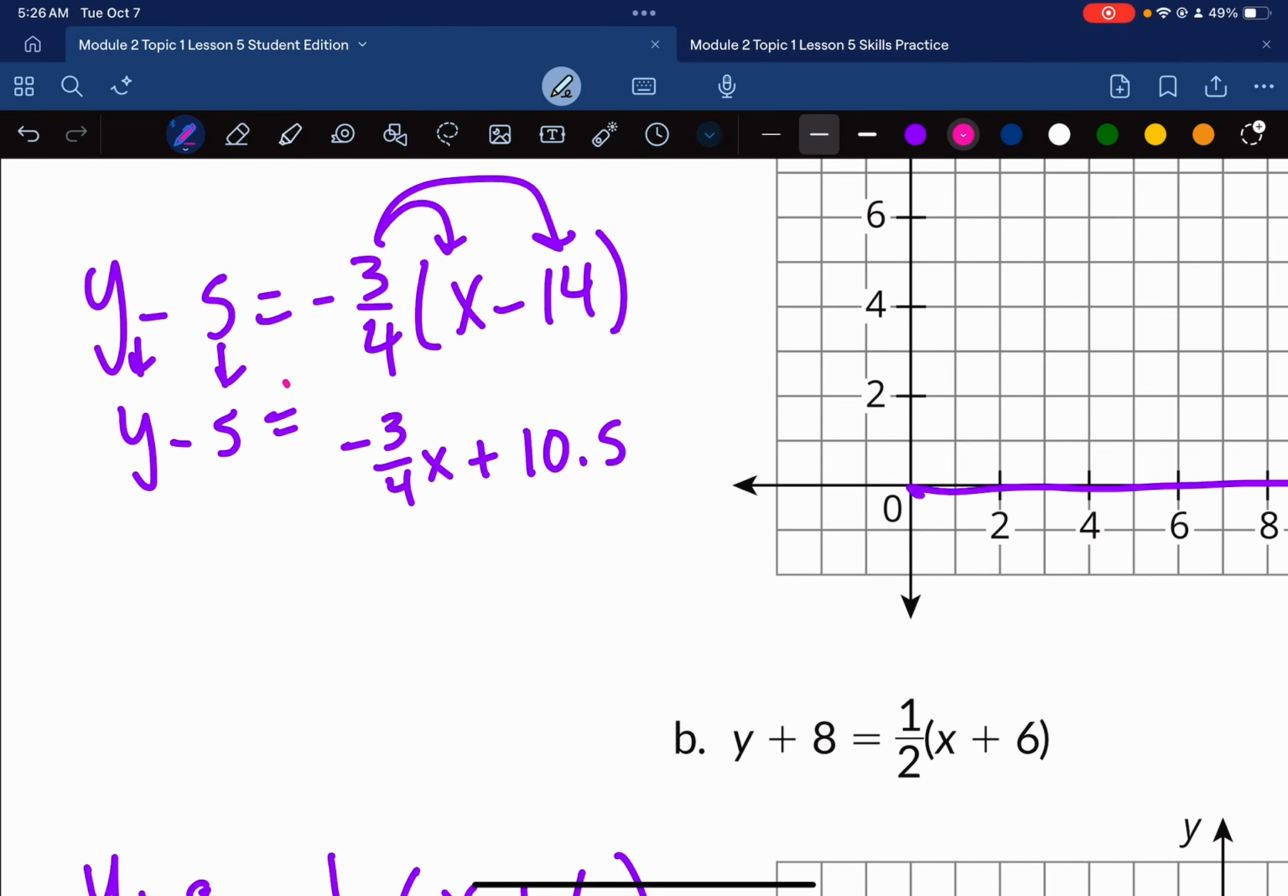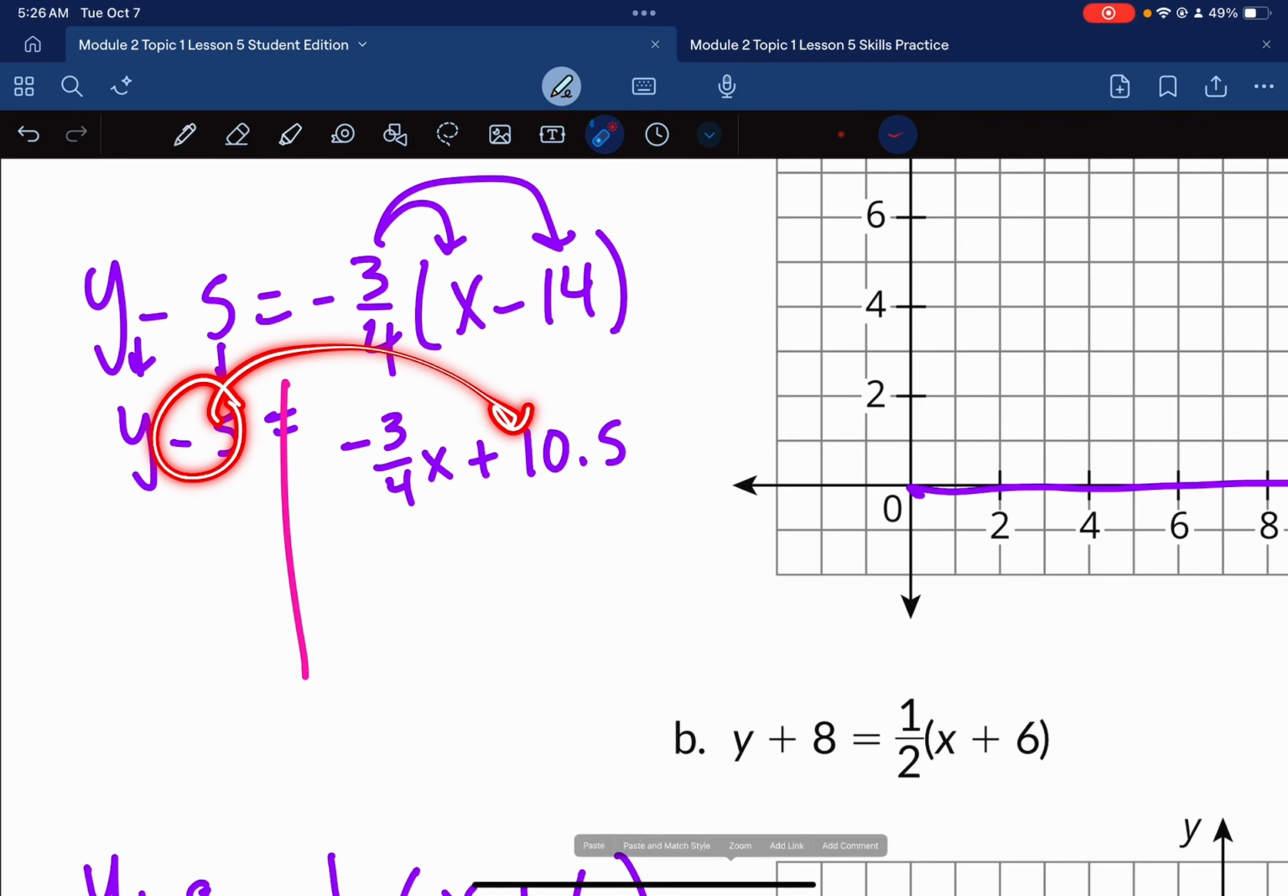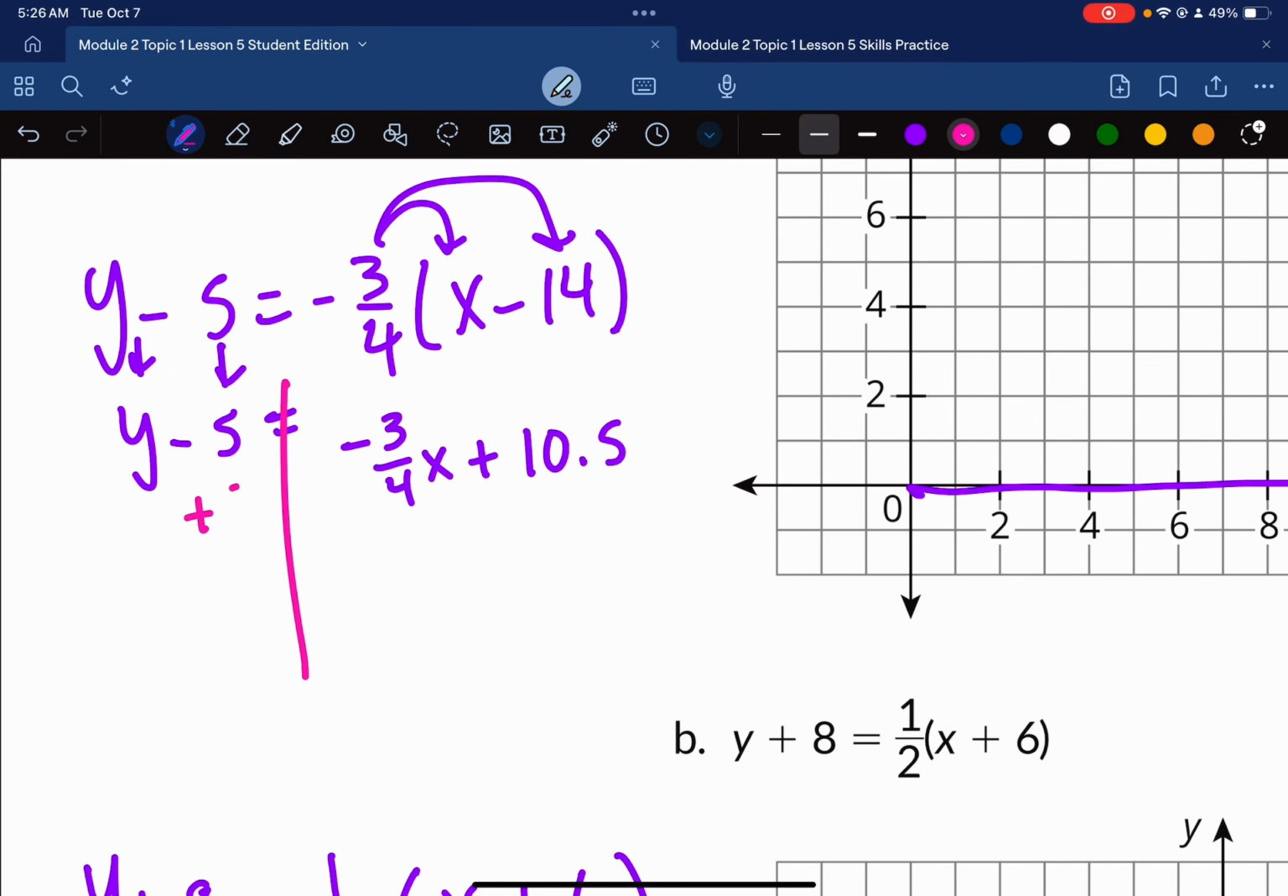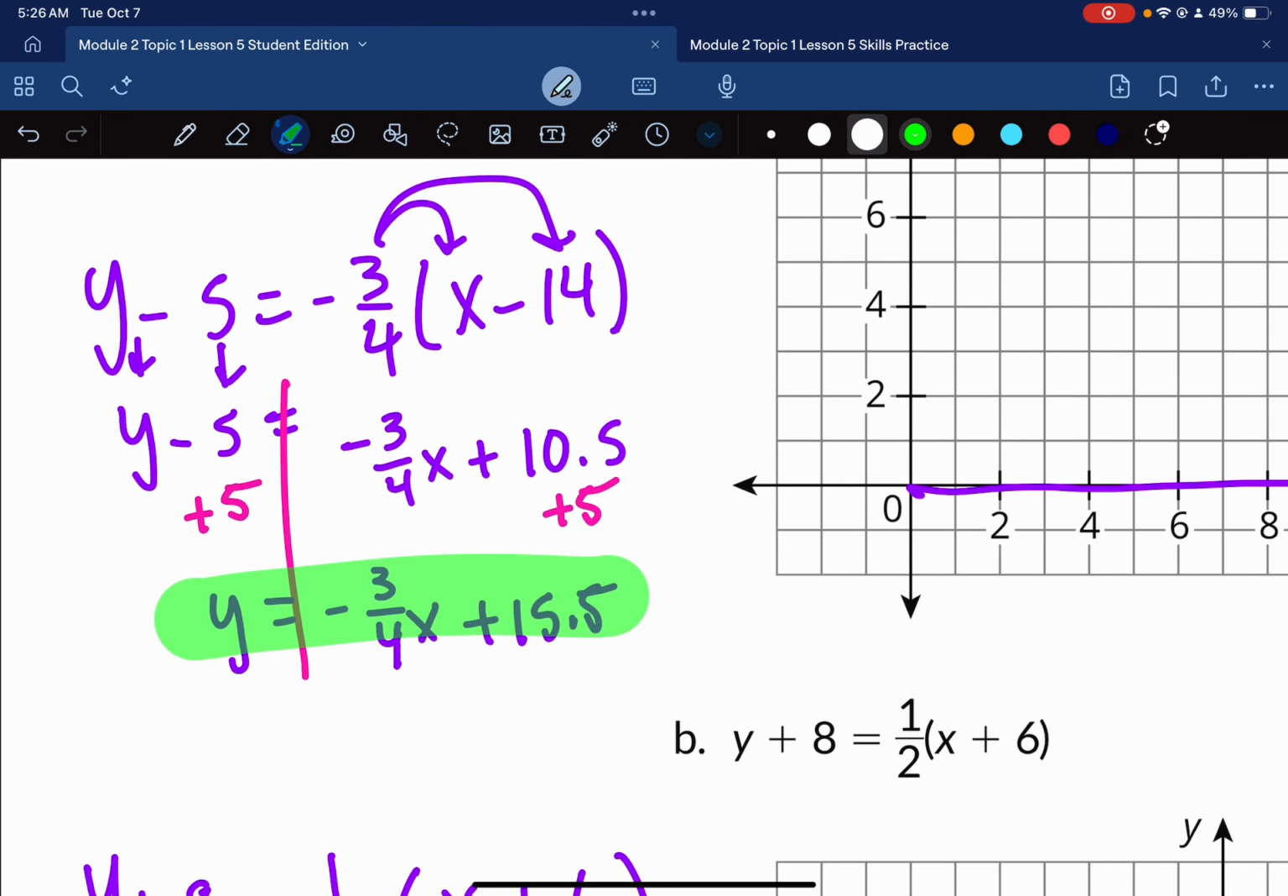Next, draw your line down. Remember, I want this number to go to this side here. So if you jump your line, you flip your sign. Bam, bam, bam, bam. All right, so what does that give me? Y is equal to -3/4 x plus 15.5. All right, that is how you convert it.